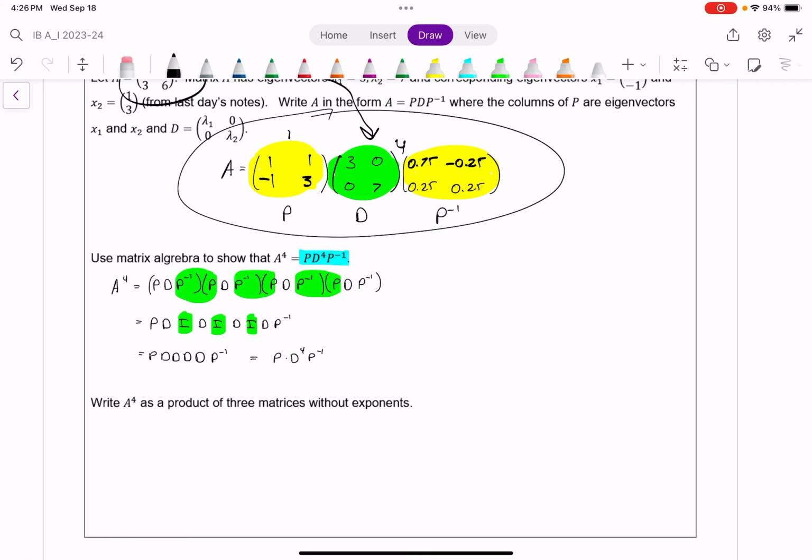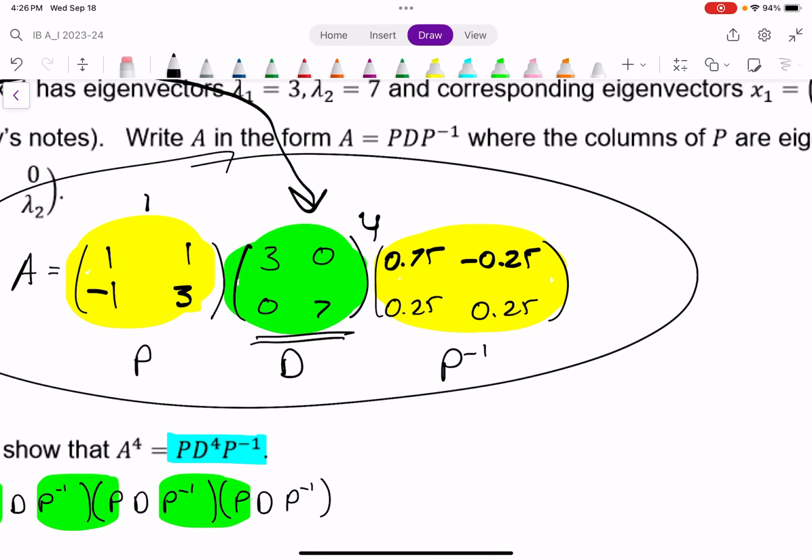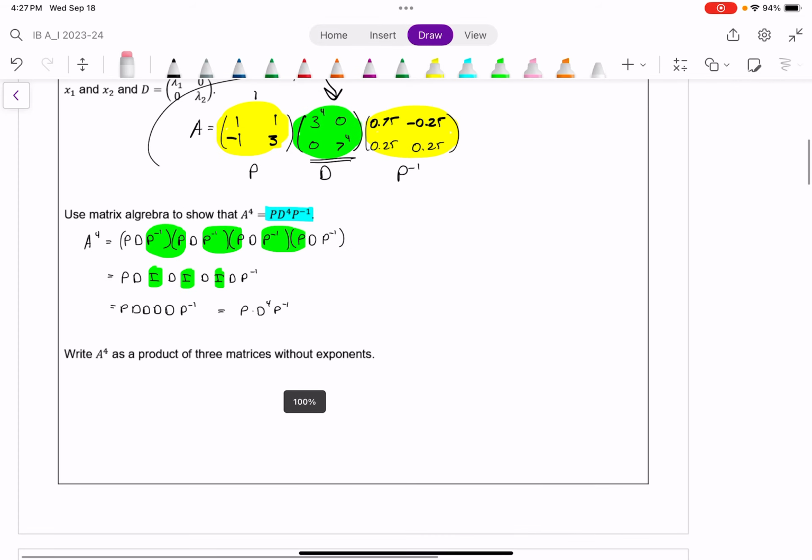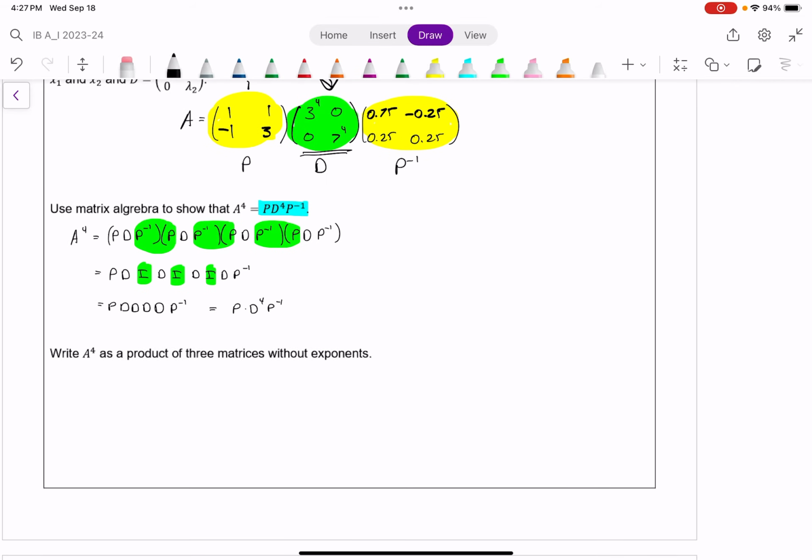But instead of this part right here, remember when you have a square matrix that is a diagonal matrix as well, then when you raise it to a power of anything, I can just quickly raise each of these individually to the power 4. So it's going to look the same as this. And then all I got to do is evaluate 3 to the power 4 and 7 to the power 4. So putting it all together, my 3 matrices will be 1, 1, negative 1, 3, times 3 to the power 4, which is 81. And the other element is 7 to the power 4, which is 2,401, times that inverse.